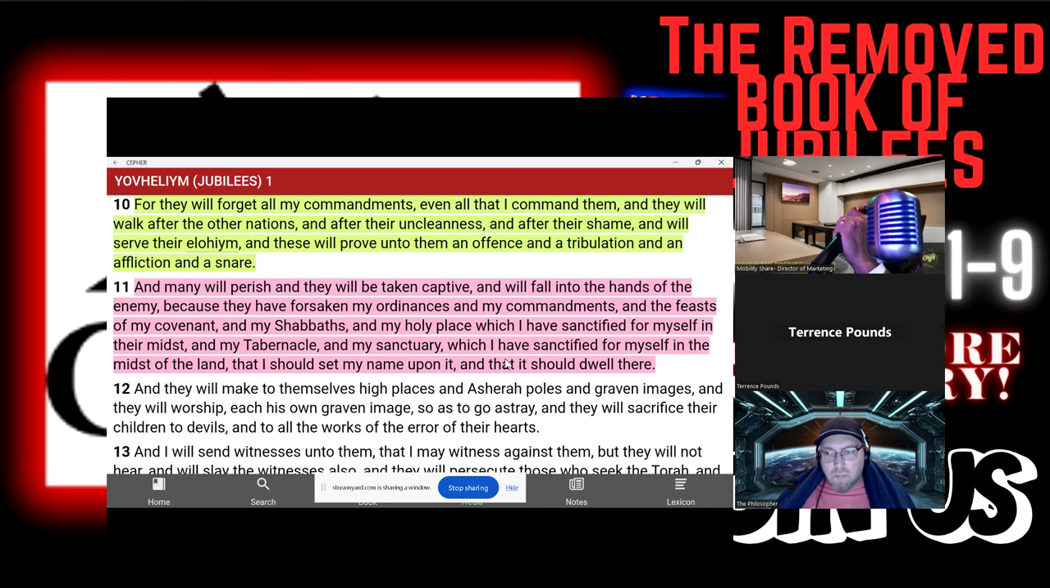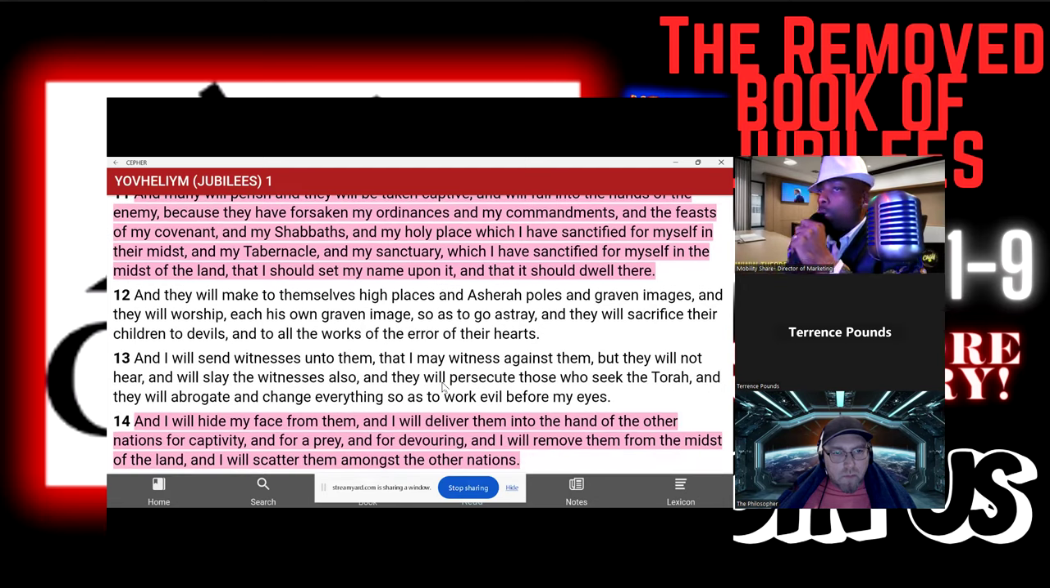But Asherah poles, engraven images, and they will worship each his own graven image so as to go astray. And they will sacrifice their children to devils and to all the works of the error of their hearts. And I will send witnesses unto them that they may witness against them, but they will not hear. And they will kill the witnesses also, and they will persecute those who seek the Torah. They will abrogate and change everything so as to work evil before my eyes.